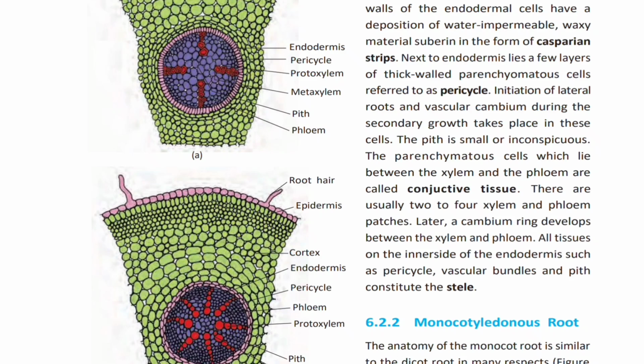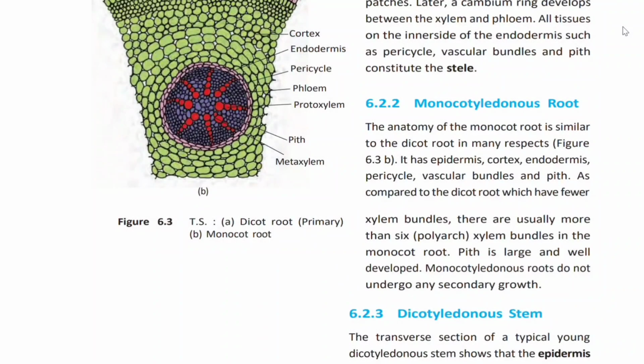All tissues on the inner side of the endodermis, such as pericycle, vascular bundles and pith, constitute the stele. 6.2.2 Monocotyledonous root. The anatomy of monocot root is similar to the dicot root in many respects. It has epidermis, cortex, endodermis, pericycle, vascular bundles and pith.